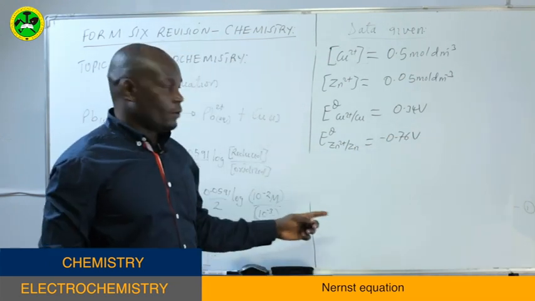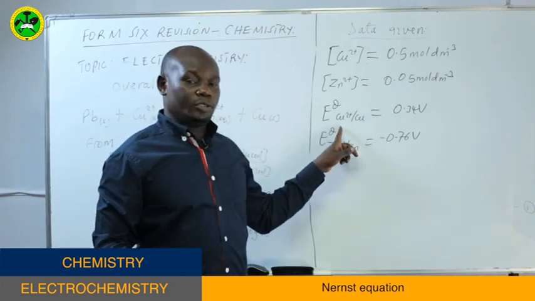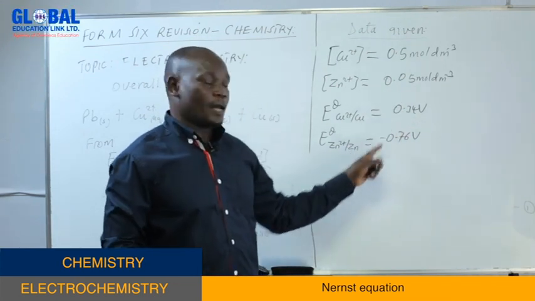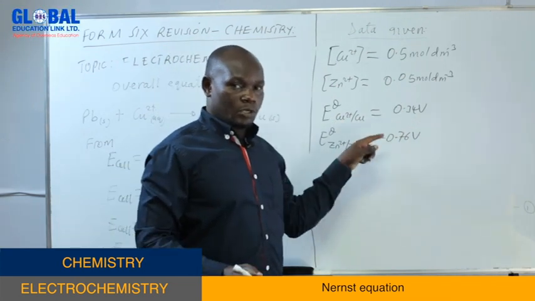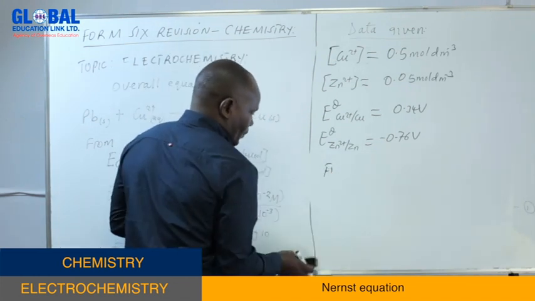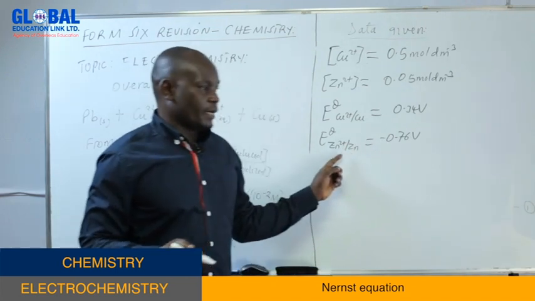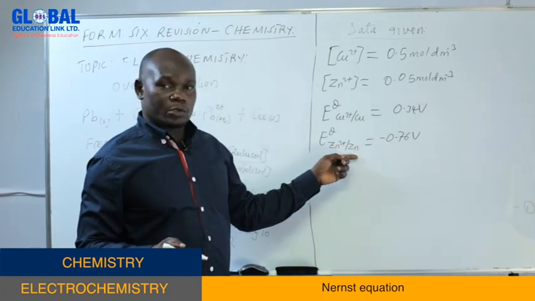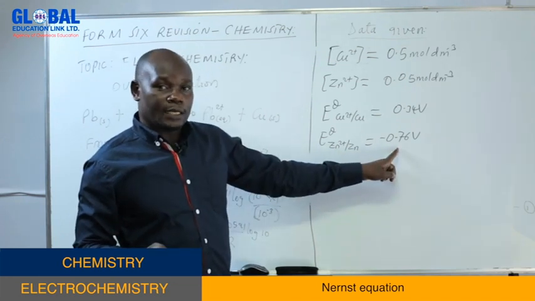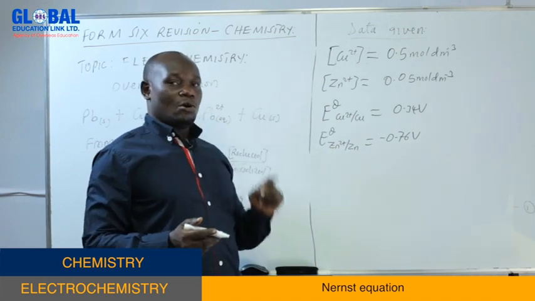Now do you see here our standard electrode potentials are written as reduction potentials. So you don't need to change their sign. They should appear as they are in the Nernst equation. So from the Nernst equation, the species that will undergo oxidation here is zinc because of the lower standard electrode potential. And the copper is the one that will undergo reduction.